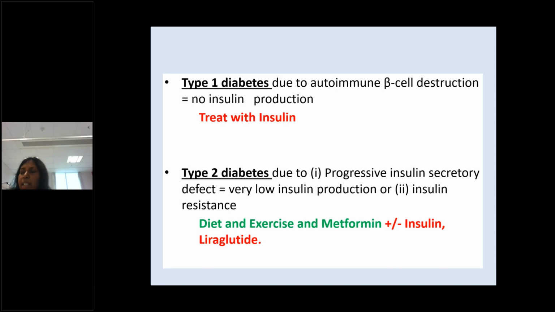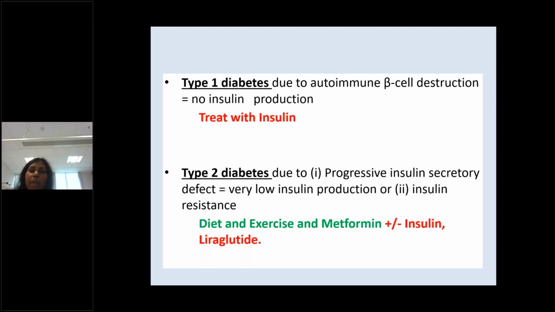So type 1 diabetes is primarily because of the autoimmune beta cell destruction. Thereby, there's no insulin production, and that's why it's important for us to know this so that these children are treated with insulin. Whereas type 2 diabetes is either because of a progressive insulin secretory defect leading to very low insulin production, or due to insulin resistance and the associated obesity. And obviously the management varies for that, and they all have to be managed with diet and exercise and metformin.